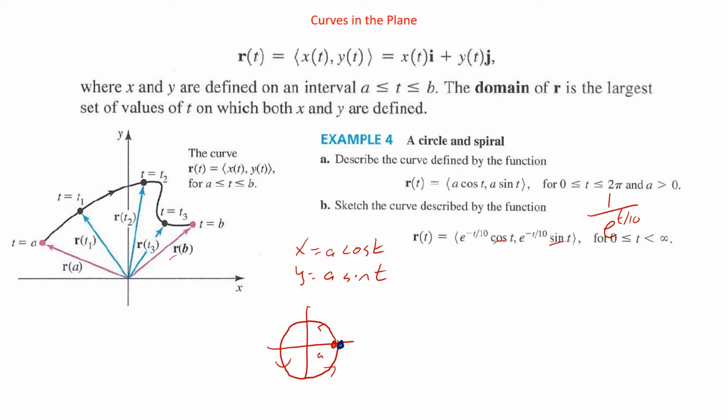And then as t gets bigger, t over 10 will be a bigger number because we'll have like 1 over 10, 2 over 10, 3 over 10. So that's getting bigger, which makes e to that power a bigger number, which makes 1 over e to that power a smaller number. So as t is getting bigger, as we're going around the circle, the radius is going to be getting smaller. And what does that do? That's going to circle us in and spiral us in to look kind of like that.